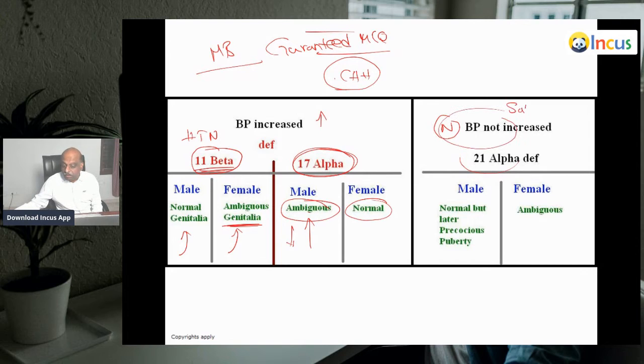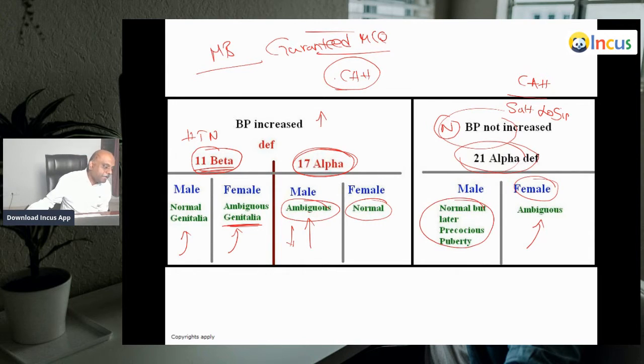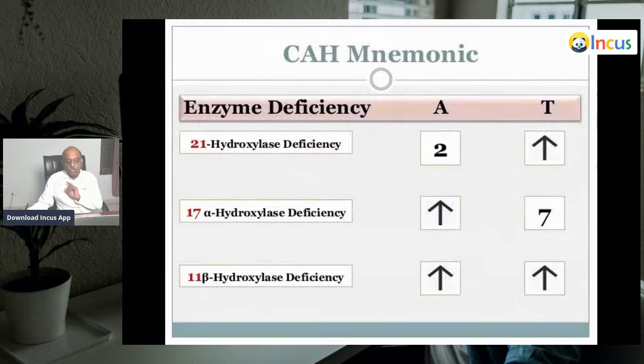Now, BP is not increased. That means it is a salt-losing congenital adrenal hyperplasia. In fact, they'll have failure to thrive. So in them, if it is female, there is ambiguous genitalia, but in male, normal, but later they will have precocious puberty.